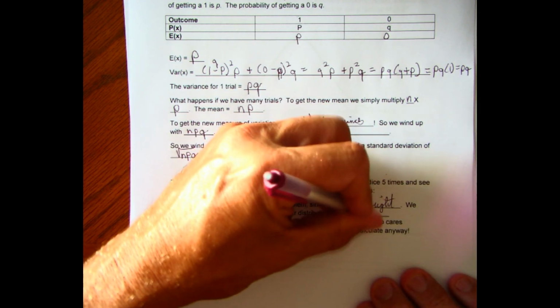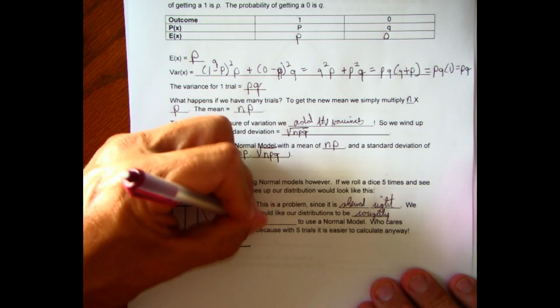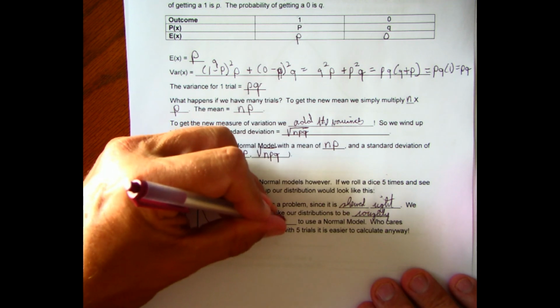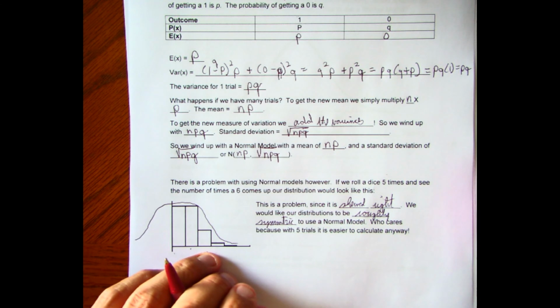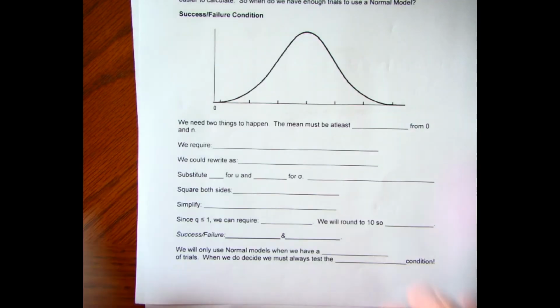We like our distribution to be roughly symmetric to use a normal model. Who cares? Because with 5 trials, we would use binomPDF and binomCDF. We don't have to use a normal model to do something that simple. So it's a moot point. Okay.